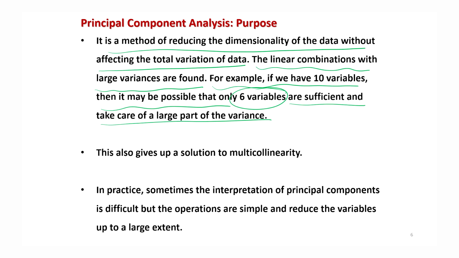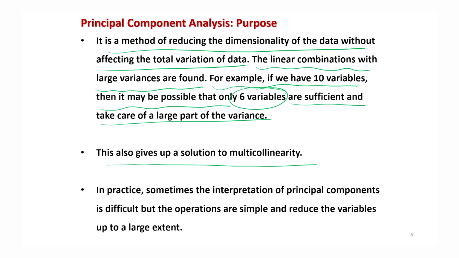Suppose the 10 variables are taking care of 100% variability, and suppose 6 variables are taking care of 97% of the variability. So why should I spend my time, energy, money, etc. in collecting the data on the remaining 4 variables? Right. And this also gives a solution to multicollinearity.